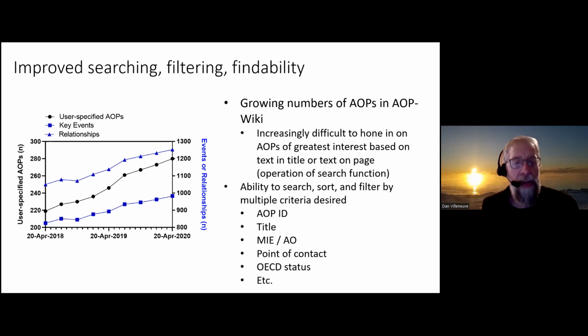So we wanted the ability to search, sort, and filter the list of AOPs based on multiple different criteria, including not only the title, but also identification of specific molecular initiating events or adverse outcomes, who the point of contact was developing the AOP, and filtering by OECD status. For example, the ability to quickly hone in on those AOPs that have been endorsed by OECD or have gone through technical peer review.